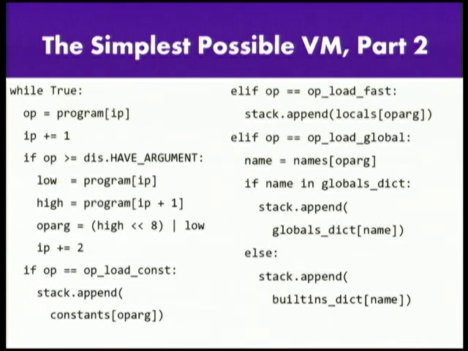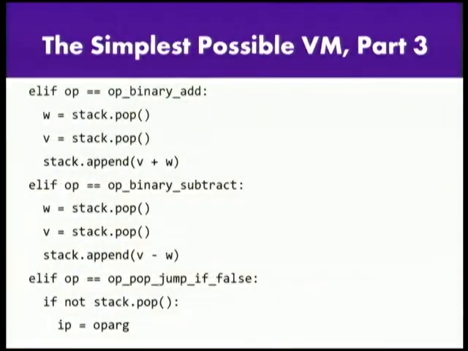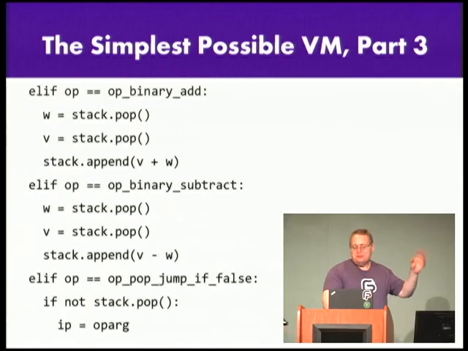Load global, we take the oparg, we index into the names array, that's the name we're going to look up. We look it up in the globals dict, we find it, we push that. Otherwise, we'll look it up in the built-ins dict and we push that. If it doesn't find it in either place, this will throw an exception. It's not a very robust interpreter, but it is minimal and it works for that fib and nothing else.